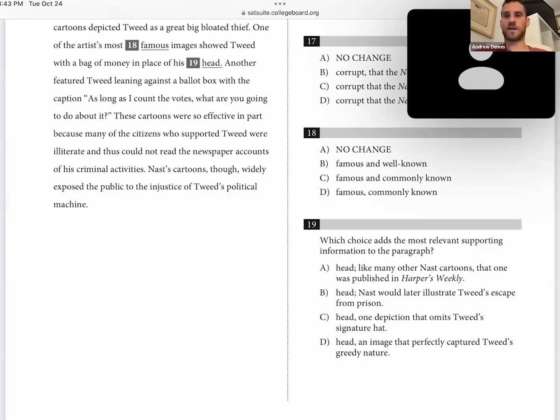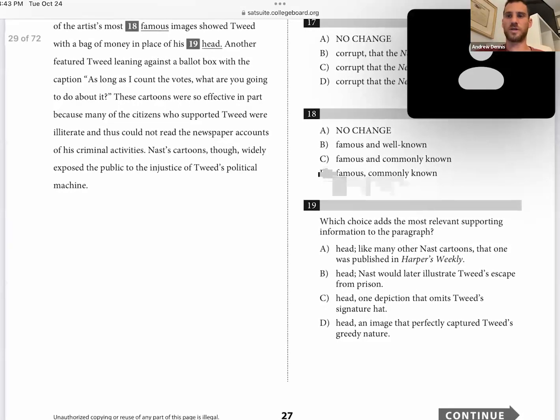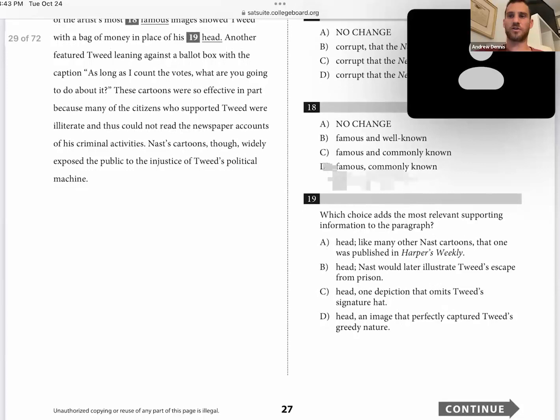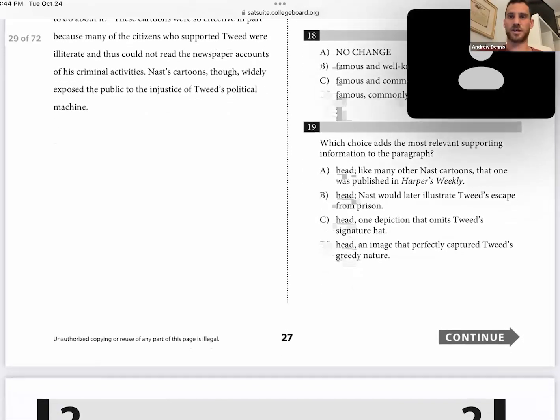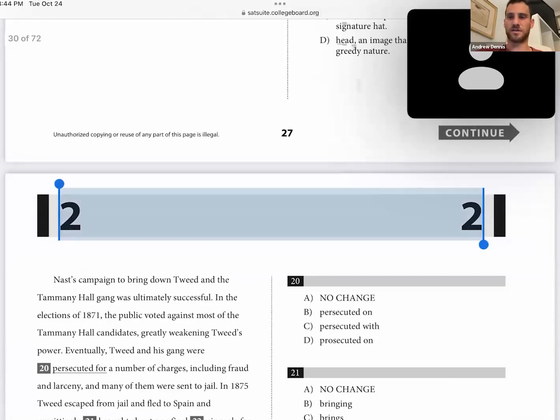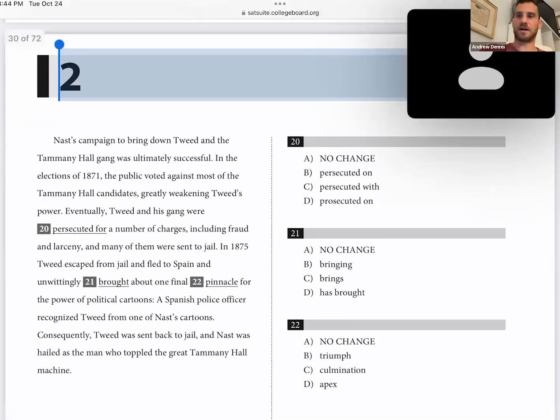These cartoons were so effective in part because many of the citizens who supported Tweed were illiterate and thus could not read the newspaper accounts of his criminal activities. Nast's cartoons, though, widely exposed the public to the injustice of Tweed's political machine. Nast's campaign to bring down Tweed and the Tammany Hall gang was ultimately successful. In the elections of 1871, the public voted against most of the Tammany Hall candidates, greatly weakening Tweed's power. Eventually, Tweed and his gang were persecuted for a number of charges including fraud and larceny, and many of them were sent to jail.